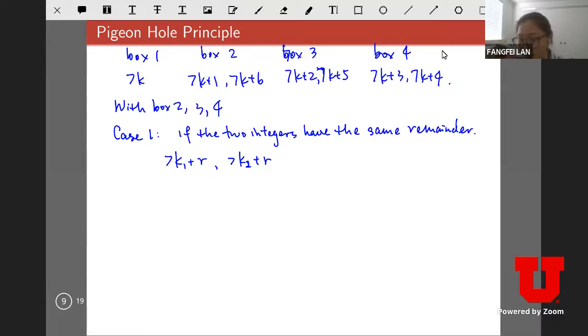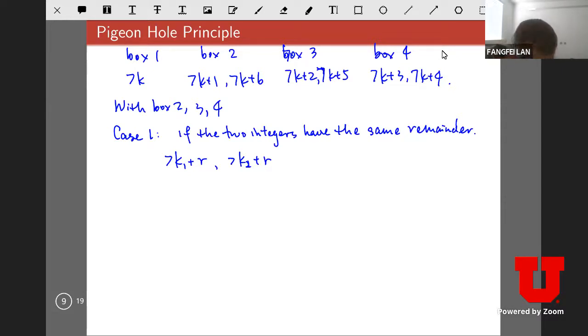Yes, I see the answer in the chat. Yes, that is correct. But you do need to argue how you got there, right? So how can you write them as 7k plus r? Right, okay, so let's keep going here. If we have case 1, if the 2 integers have the same remainder, then how do we get something that will be divisible by 7? Is it sum or difference? Yes, their difference makes it divisible.